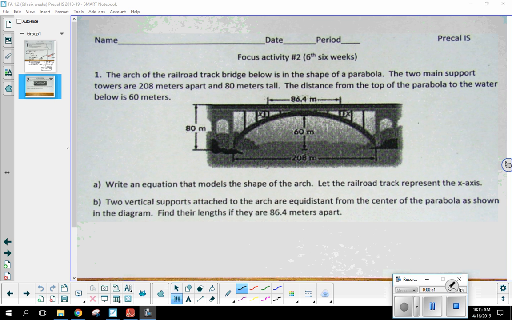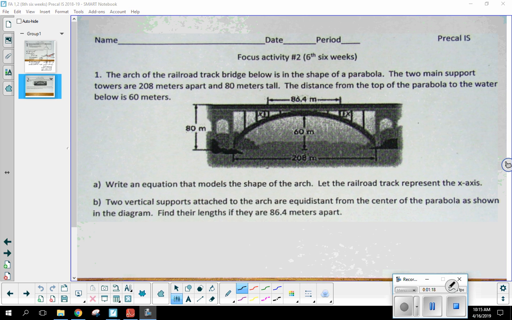The arch of the railroad track bridge below is in the shape of a parabola. The 2 main support towers are 208 meters apart and 80 meters tall. So it's talking about these 2 towers on either side. Sorry about the diagram being a little dark. Okay. The distance from the top of the parabola to the water below is 60 meters. So for part A, write an equation that models the shape of the arch. Let the railroad track represent the x-axis.